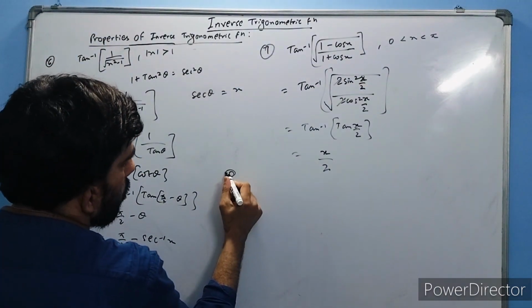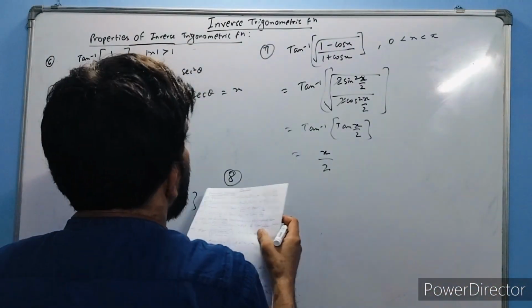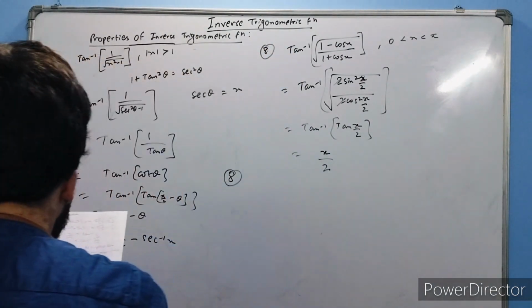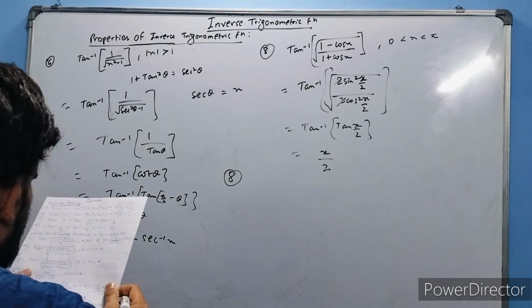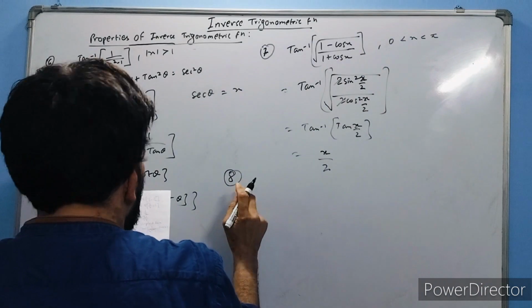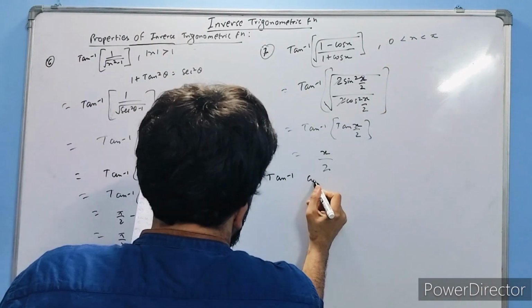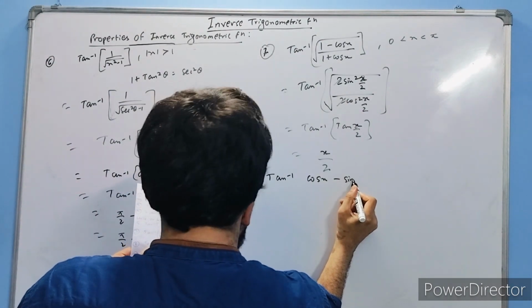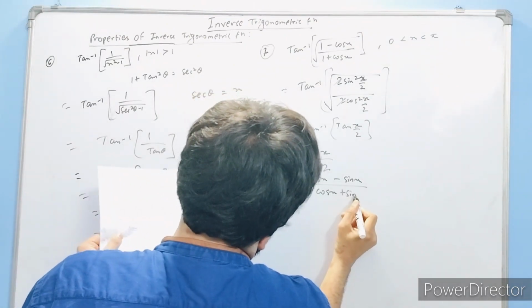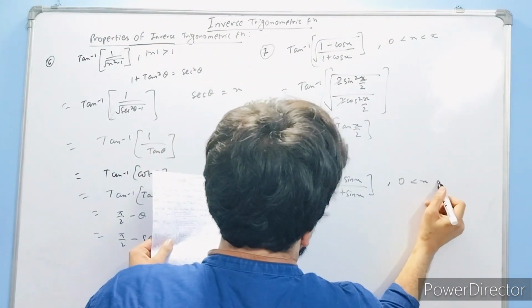Now let us try to solve the 8th question. I have solved the 7th question. Now we will try to solve the 8th question I have. The 8th question is tan inverse of (cos x minus sin x) upon (cos x plus sin x), where x lies between 0 and pi.